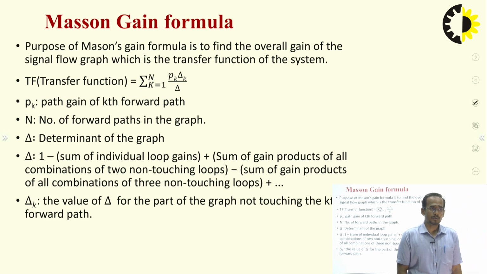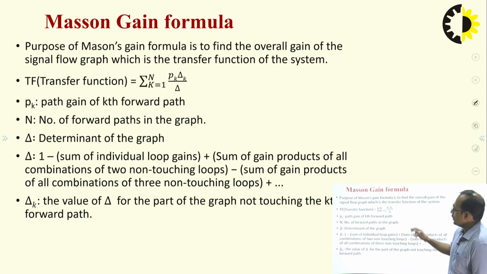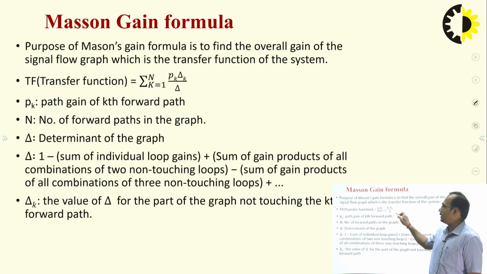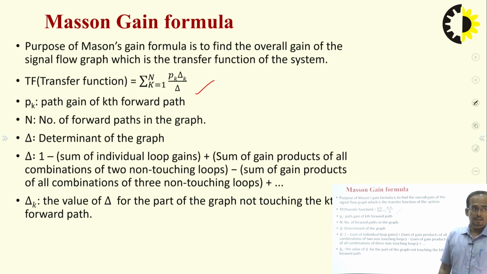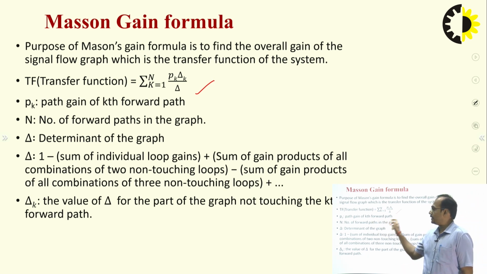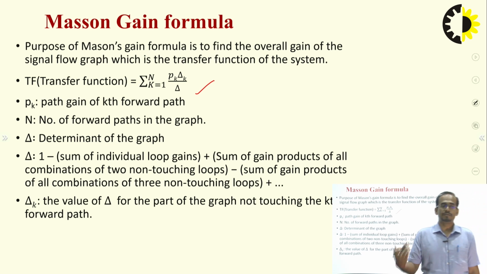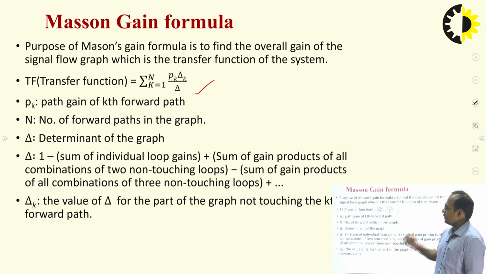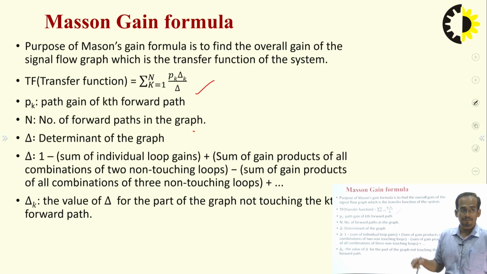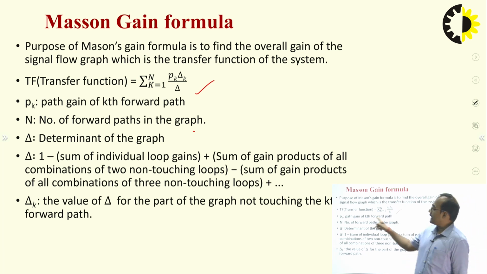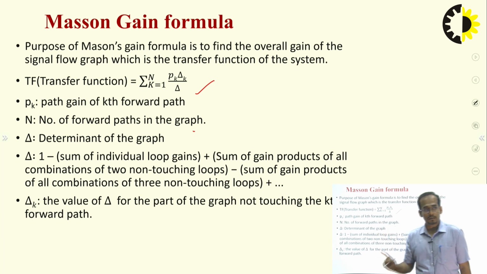Mathematically, you can represent the transfer function as the summation of k equal to 1 to n, Pk delta k upon delta, where Pk is the path gain of the kth forward path. Whenever a signal flow graph is given to you, you have to find the number of forward paths available in it. N is the number of forward paths in the graph, and Pk is the path gain of the kth forward path.